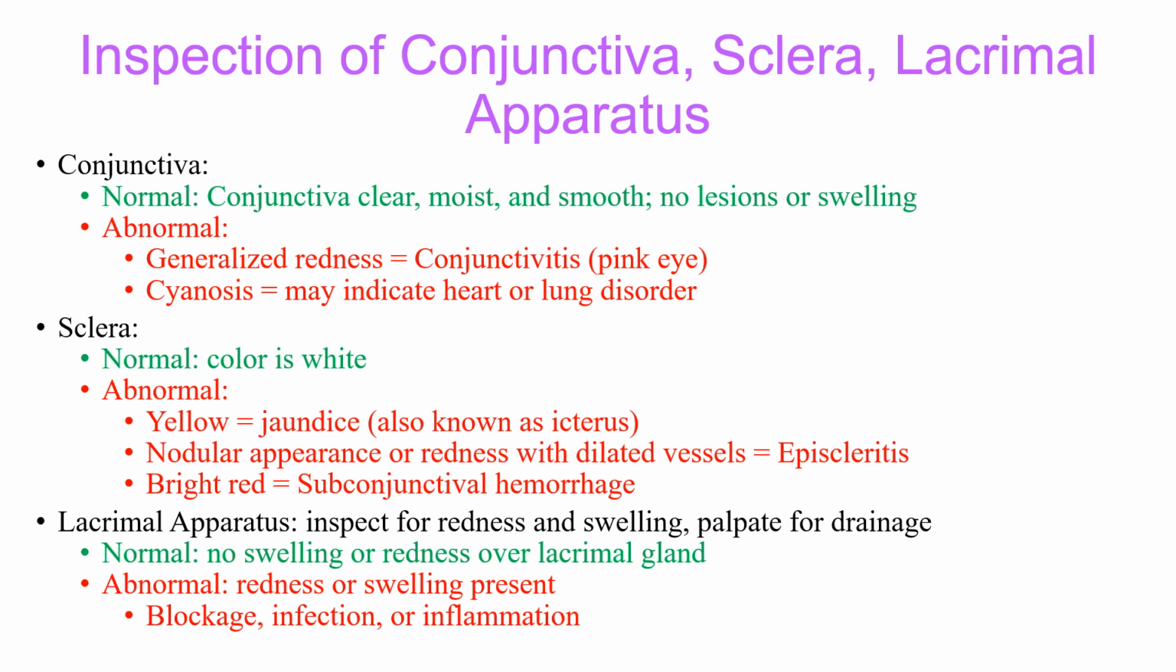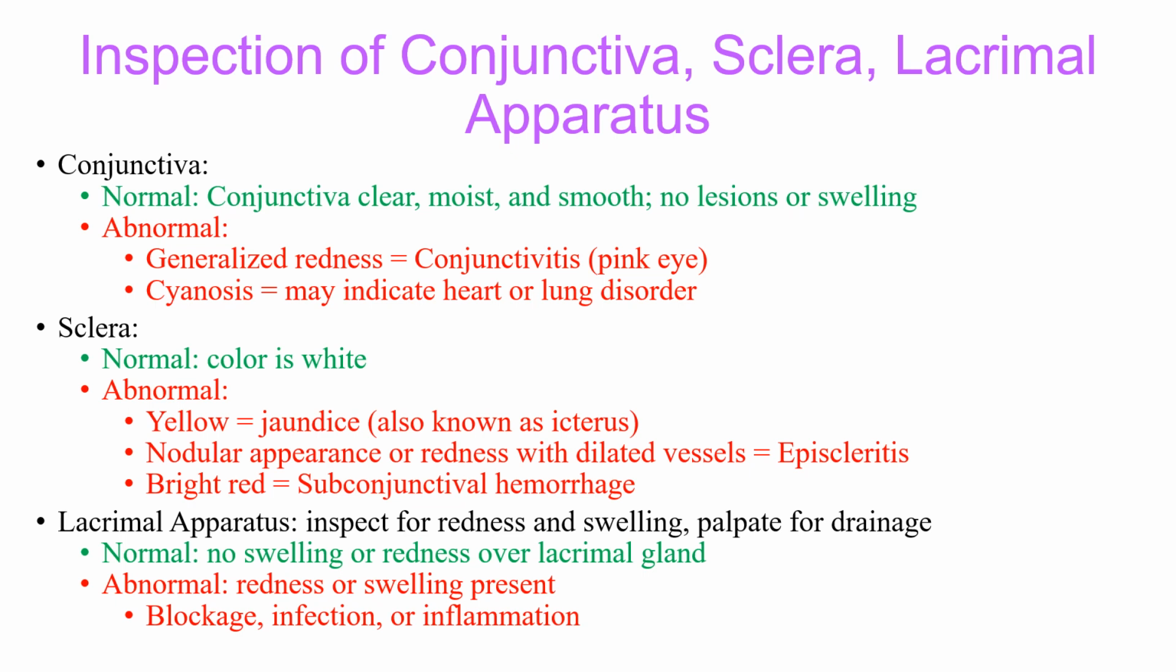Now, the conjunctiva, the sclera, the lacrimal apparatus, like the pictures we saw earlier. The conjunctiva, or the lining within the eyelids, should be pink, moist, clear, no lesions or swelling. Any redness could be related to conjunctivitis, and any blue coloration could be related to cyanosis, heart and lung issues, or hypoxia. The sclera should be white, but if the sclera is yellow, we see that with jaundice.